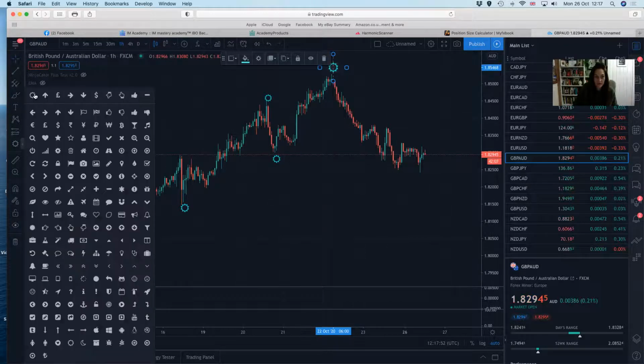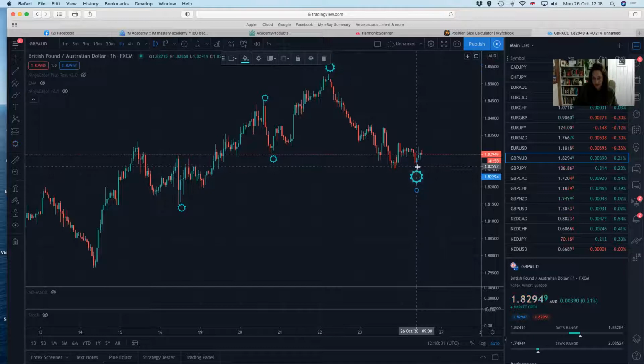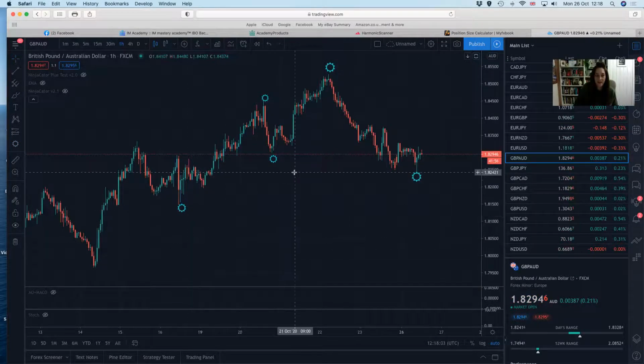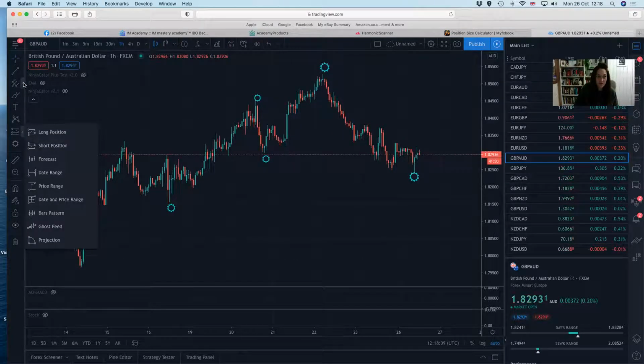And then my next point is the D point, which is our entry point, which was the 26th of October at 9. There. So you can see now how I put these little points on. So that is where my scan is. So what I do is I go over to this one here.